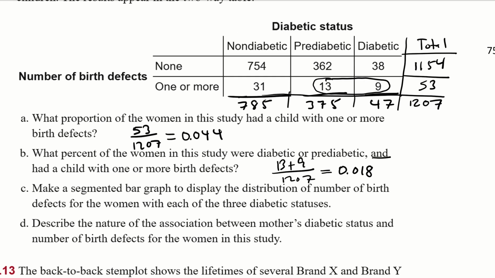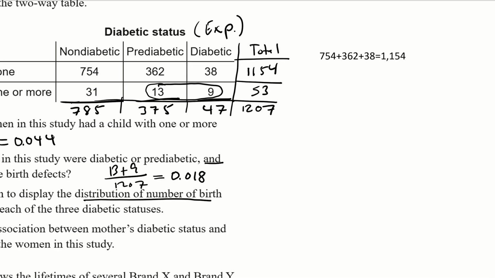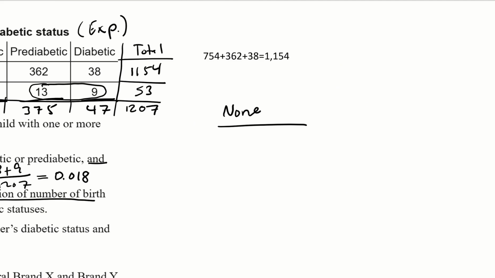So in this case, what is my explanatory variable? Well, my explanatory variable is diabetic status, because that would help explain or predict why there's a certain number of defects. We're trying to see if the diabetic status gets worse, it appears that maybe there'll be more defects. That is the potential implication there, but we can see it in the data by making the bar graph. So here we're going to do the distribution of the number of birth defects for each of the 3 statuses. So first, let's do the conditional distribution. Here we got number of birth defects. I'm going to put none, 1 or more.